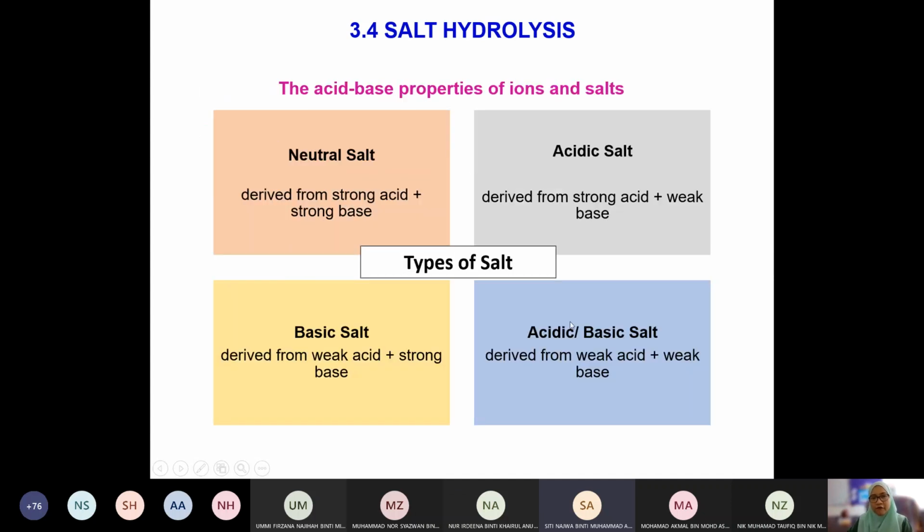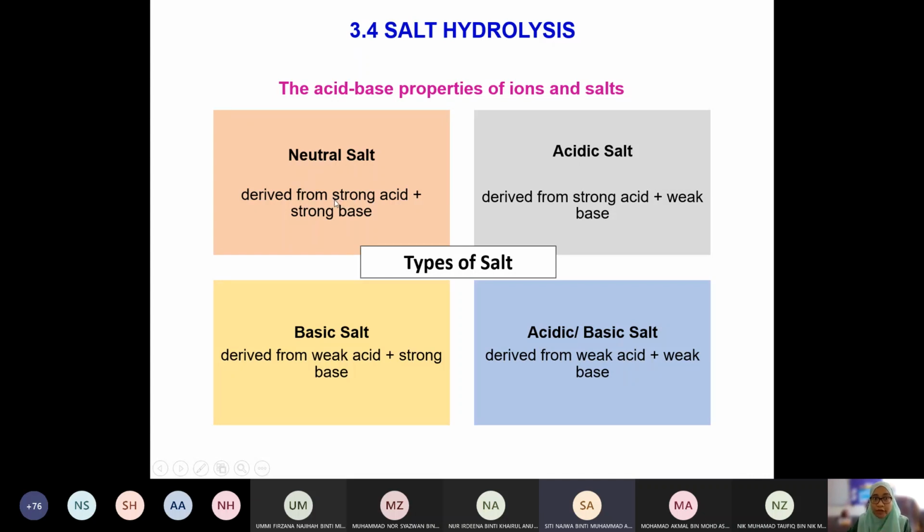So we have four types of salts, and it depends on the acid-base properties. We have neutral salts, acidic salts, basic salts, and acidic or basic salts. For the neutral salt, we can predict the characteristic of the salt based on the type of acid or base that we reacted. This is a prediction, guys.